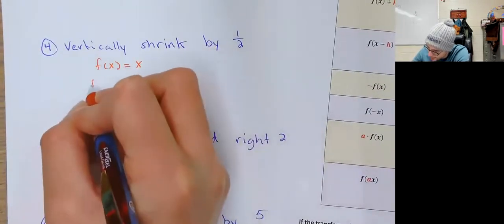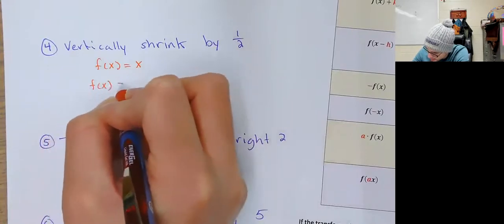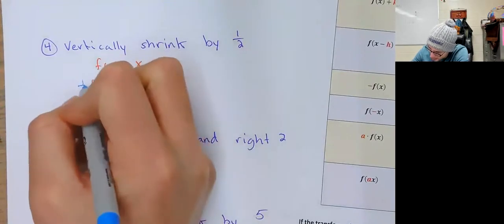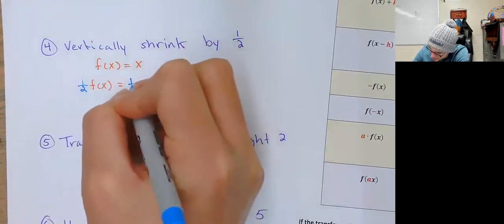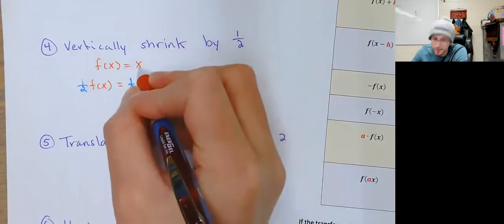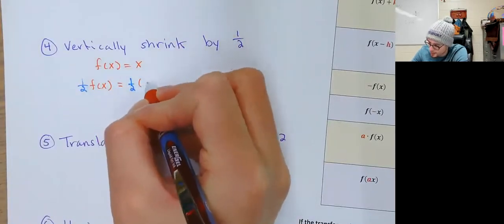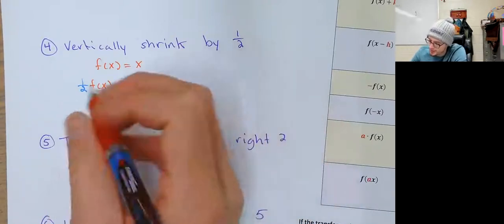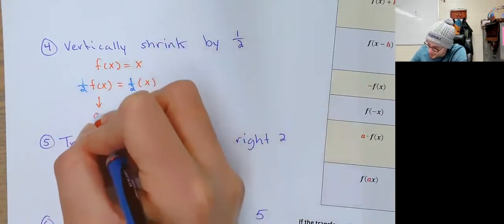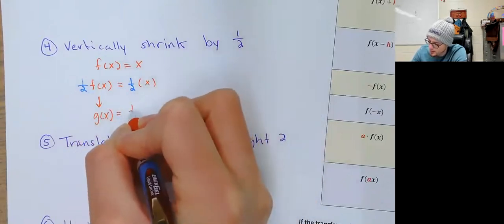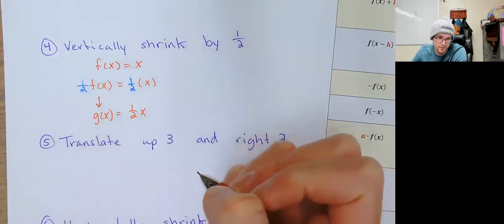So we're going to have f of x, and we're going to multiply this entire function by 1/2. The entire function in this case is just x, so we multiply x by 1/2, and our new function will be g of x equals 1/2 x. And that's it.